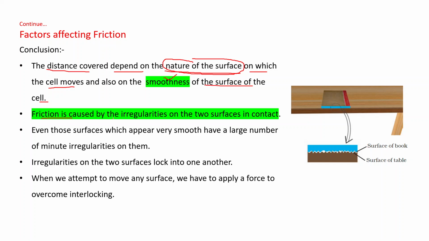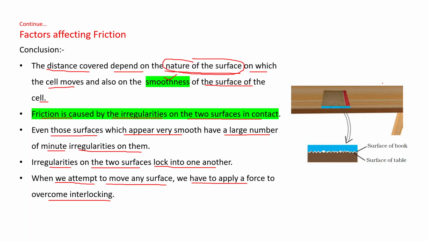Friction is caused by the irregularities on the two surfaces in contact. Even those surfaces which appear very smooth have a large number of minute irregularities on them. Irregularities on the two surfaces lock into one another. When we attempt to move any surface, we have to apply a force to overcome interlocking.